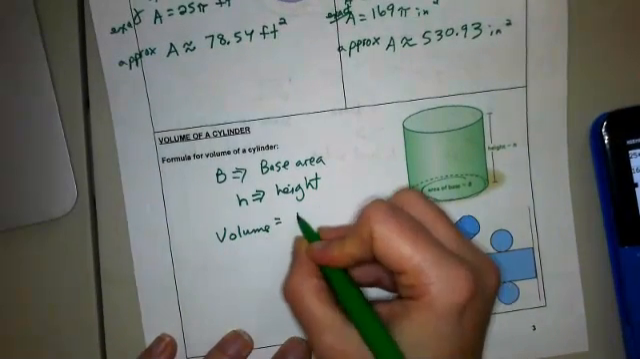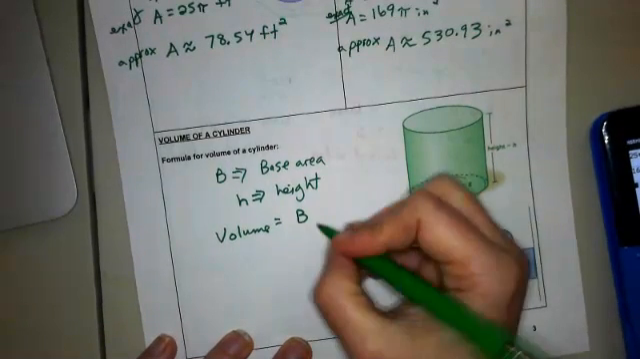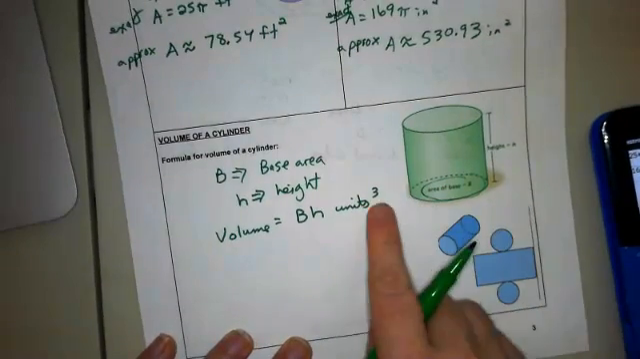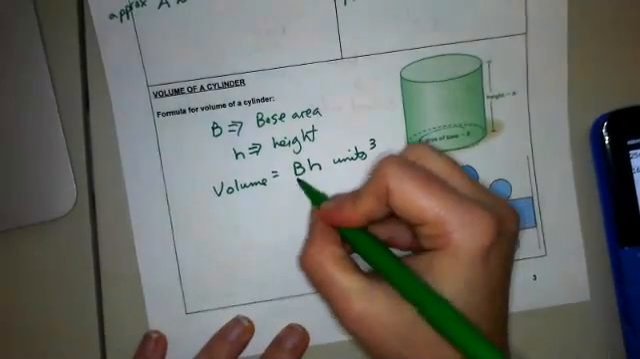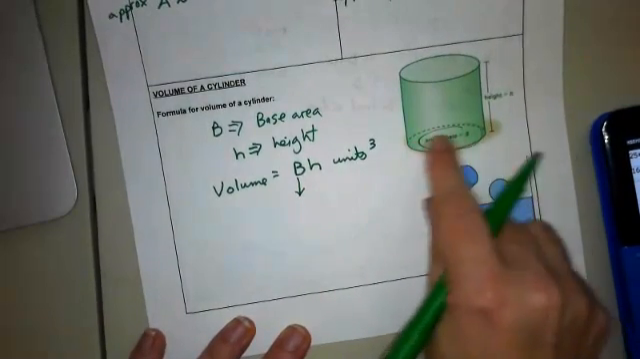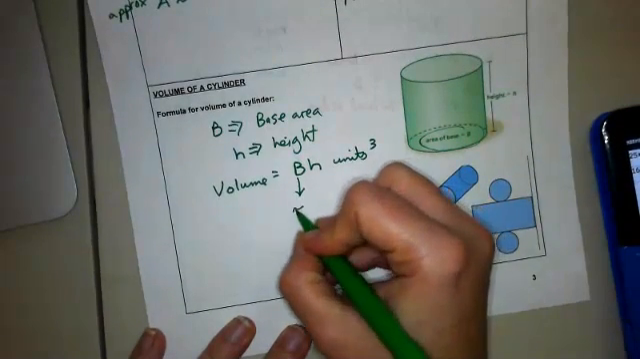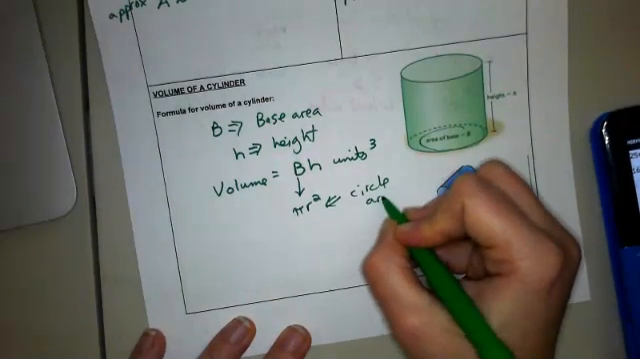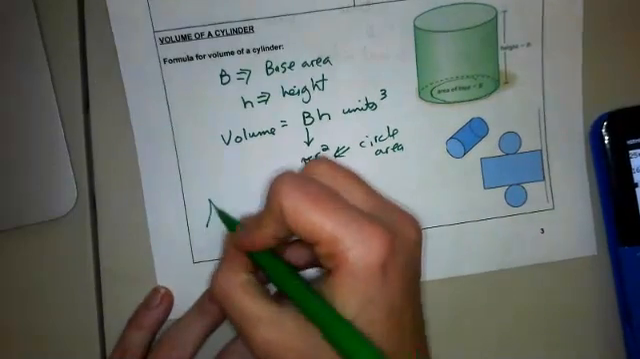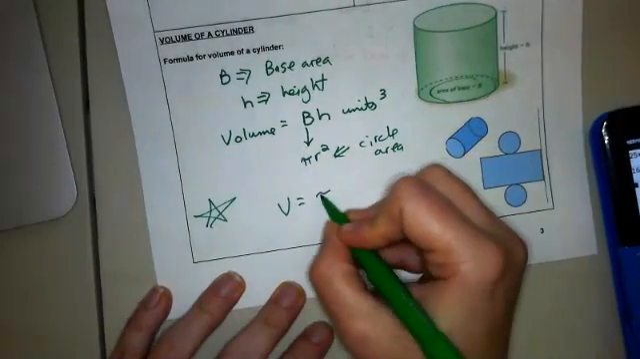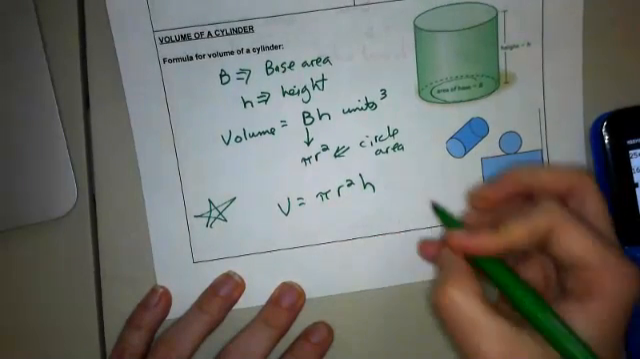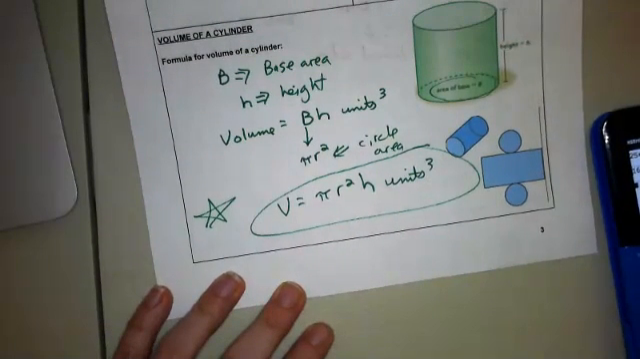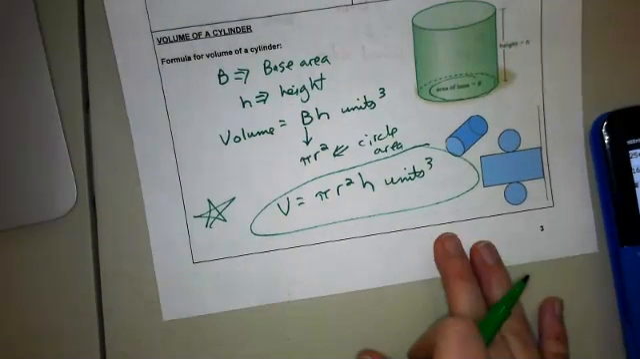So my volume is going to equal my base, my big B, which is the area of the base, times the height. And that's always going to be in units cubed because we're in 3D now. And my base is a circle, right? So that's going to be pi r squared. So my final formula is volume equals pi r squared times height, and that's units cubed. So that's what you have to commit to memory: pi r squared times h, and that is the volume for a cylinder.